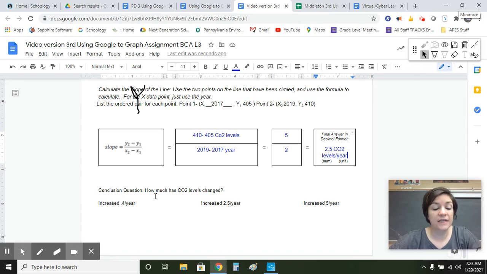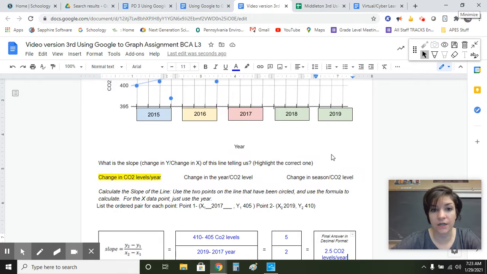The next question, how much has your CO2 levels changed? And you're going to use the answer that you found, because that's why we find slope. We find slope to kind of sum up our data and make sure we're giving the averages of all the data of like, all right, this is what this means. Okay. So how much has CO2 levels changed? Well, 2.5. The only answer that has 2.5 is this guy, levels per year.